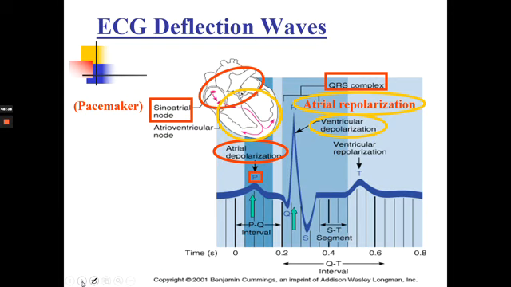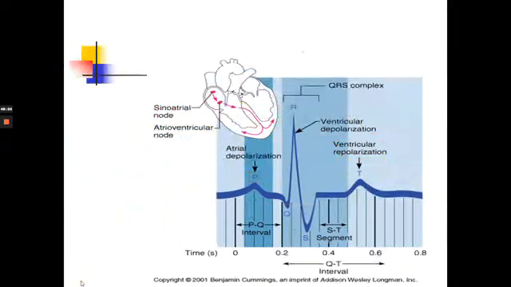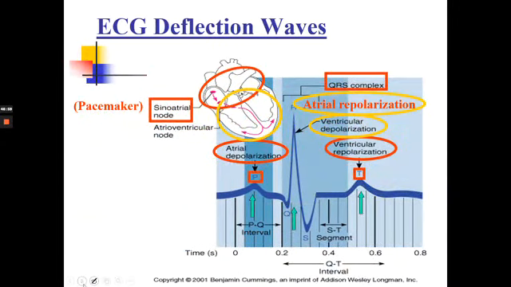QRS is ventricular depolarization. Within that wave, there is atrial repolarization that does not show up because it's masked by ventricular depolarization, which is too much electricity. Then the T wave is ventricular repolarization. Okay, that's PQRST.